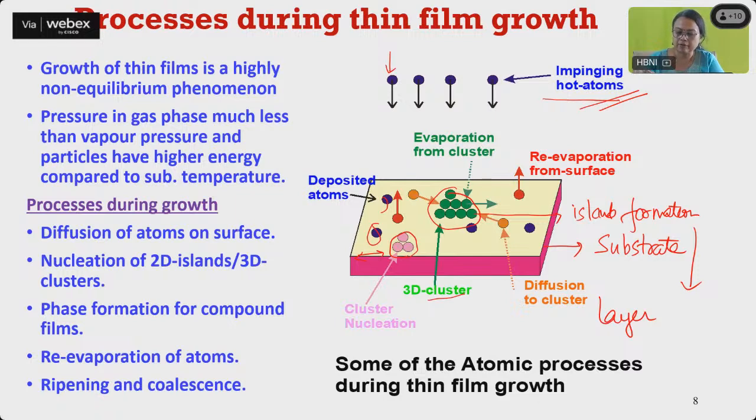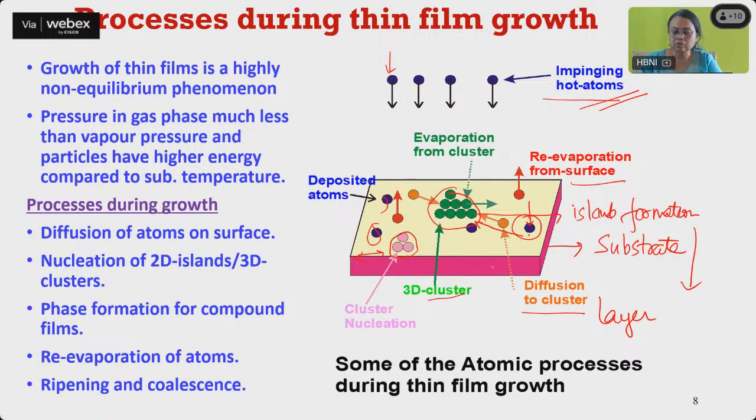What happens when another atom is coming? So this atom has just now come and set here. So it will try to get added to this. So it is like diffusion to the cluster and nucleation, or it can form a new nucleation center here. So diffusion to the cluster is one thing. It can also happen that it gets re-evaporated from the surface.